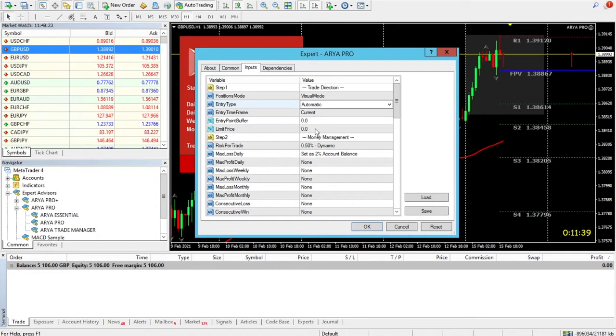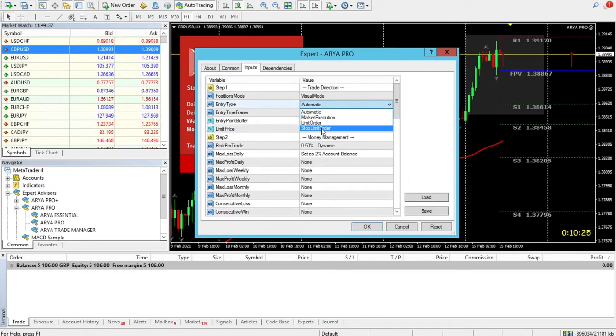Let's take an example. The current market price is 1.39. If I would like ARYA Pro to enter into a buy trade, I can set the limit price anything below 1.389. For example, 1.35.